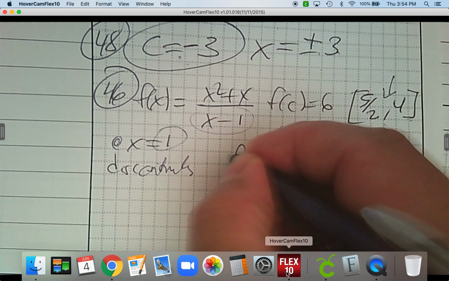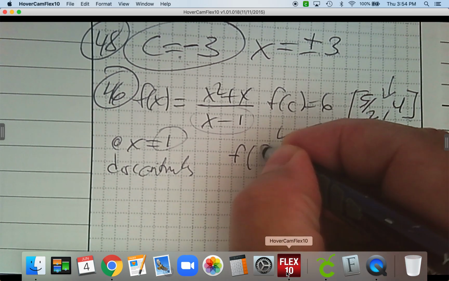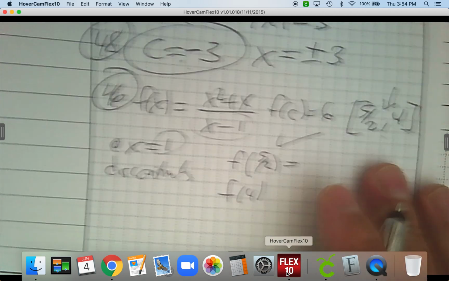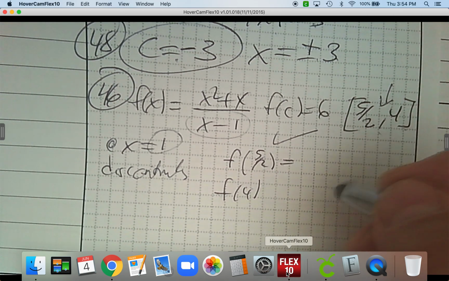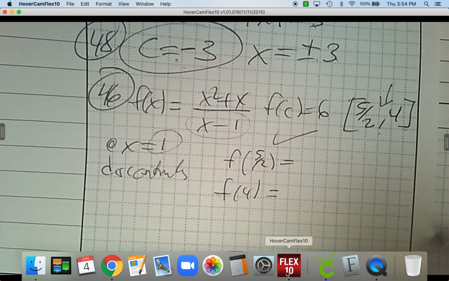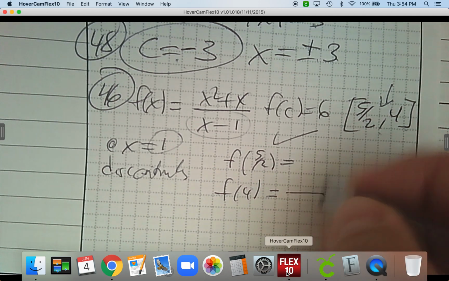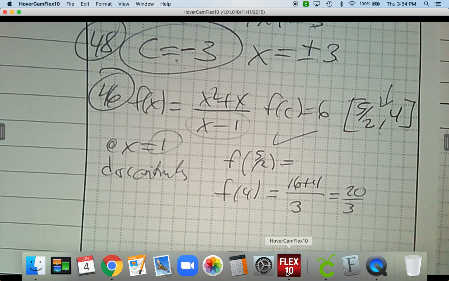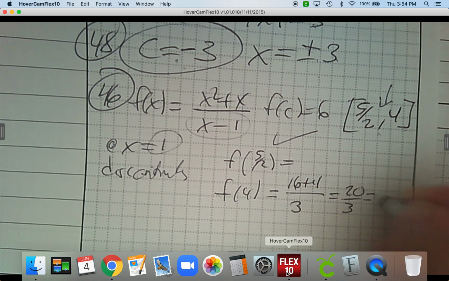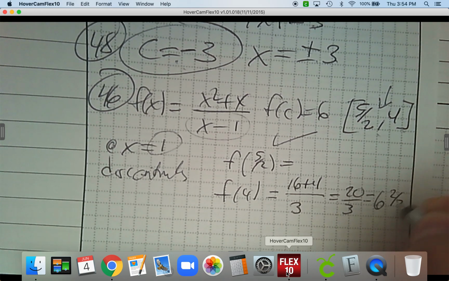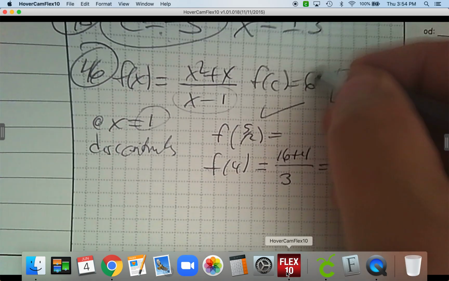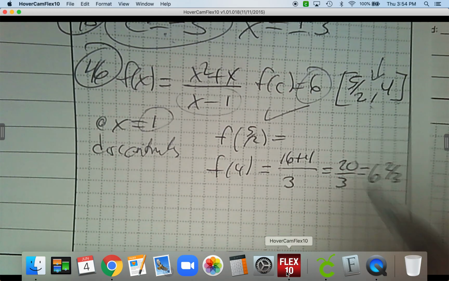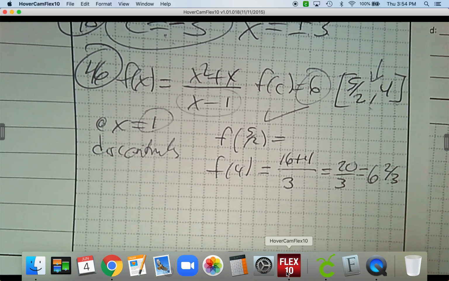The second part, I need to plug in 5 over 2 and I need to plug in positive 4, and know the answer is in between the two. So 4 is a lot easier, right? When I plug in 4, that's 16 plus 4 over 3. That's 20 over 3. Now 20 divided by 3 is about 6 and 2/3. That's going to be important because we have to have an answer in between, where 6 would fit in there. So for 6 and 2/3, we need an answer smaller than that.